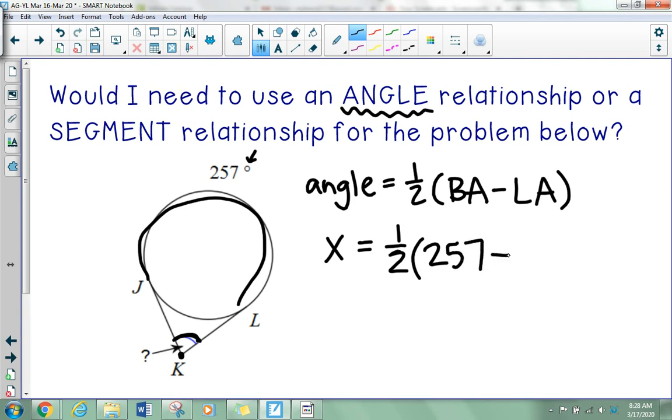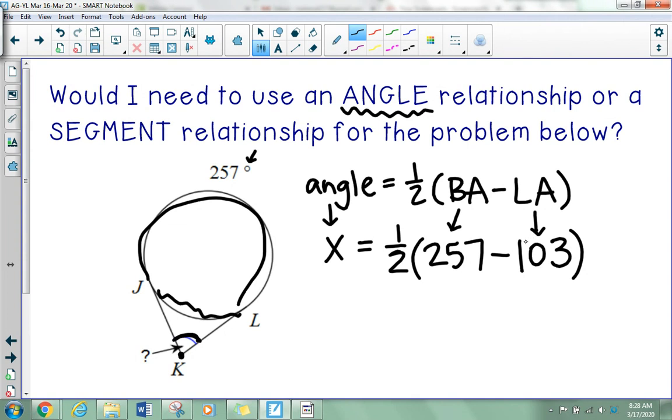And then I know they didn't label the little arc for us. That's this one right here. Even though they didn't label it for us, we can easily find what that is, because if this is 257, this little arc is literally everything else. So you can do 360, which is a total circle, minus 257 to get that this little arc right here is 103.